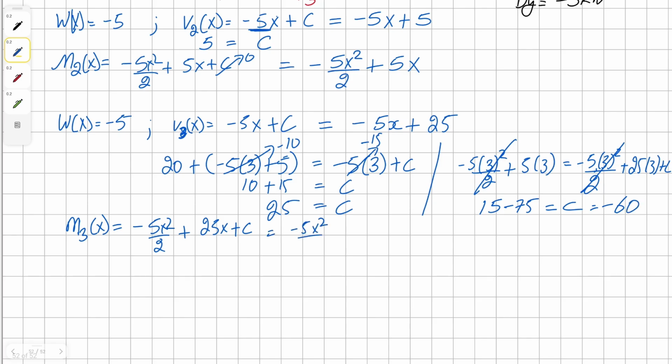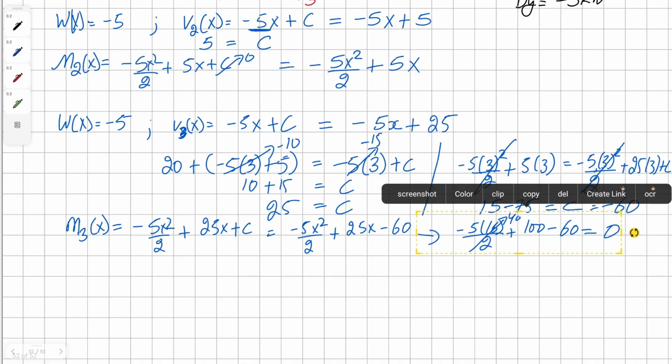So our moment equation is going to be negative 5x squared divided by 2 plus 25x take away 60. And let's see if our moment equation is correct. It should be 0 at 4. So let's see if that becomes a reality. We have negative 5 times 4 squared, 4 squared is 16, divided by 2, plus 25 times 4 is 100, take away 60. And yes, indeed, because this is negative 40, it comes up to 0. So this means our equation is correct.